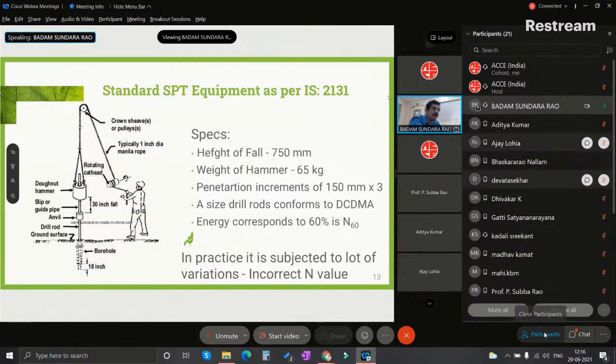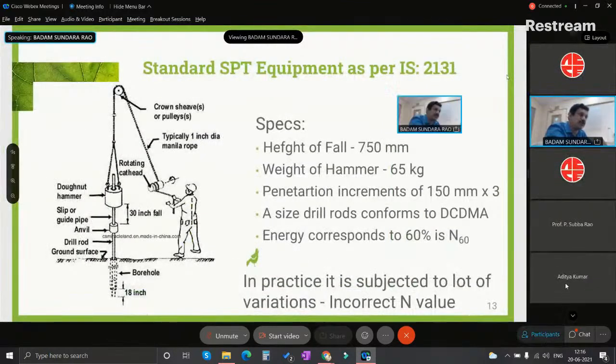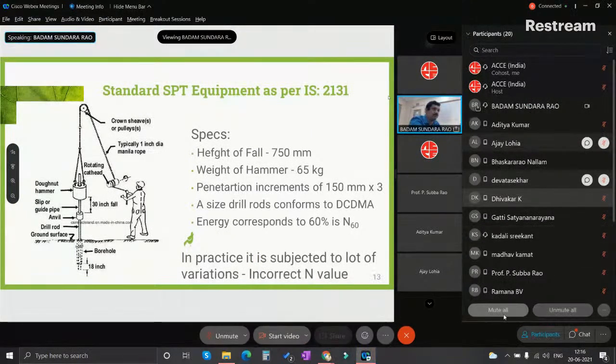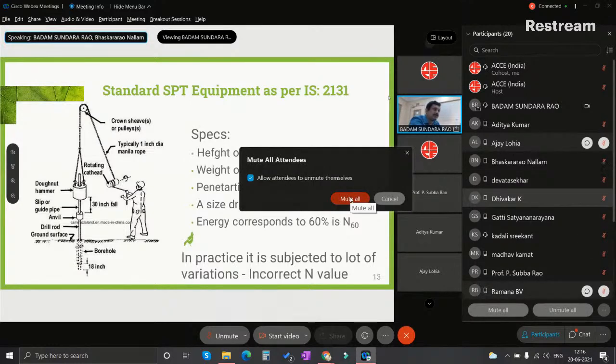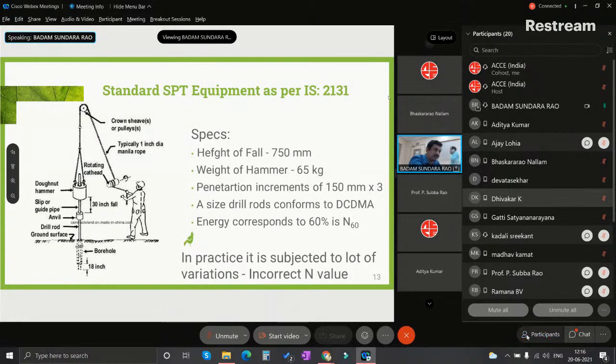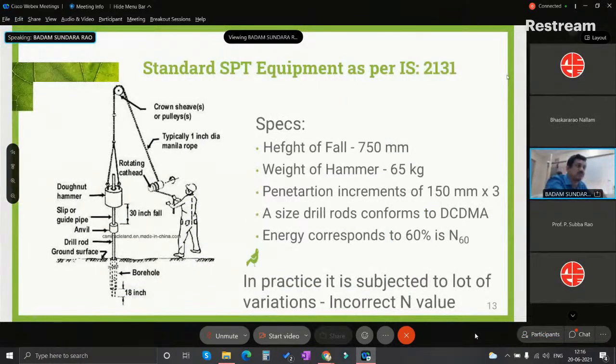The sensitivity is nothing but that we are transmitting some potential energy to the anvil. This anvil is again transmitting the potential energy, in the form of kinetic energy, to the drill rods. These drill rods will have some buckling effect if they are not standard. The energy imparted to the drill rods, or finally to the split spoon, will not be complete, and some amount of energy will be lost due to the buckling of these drill rods. Therefore, the sensitivity of the drill rods also plays an important role.